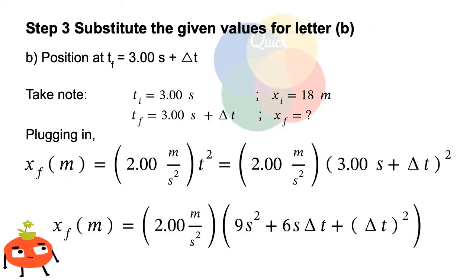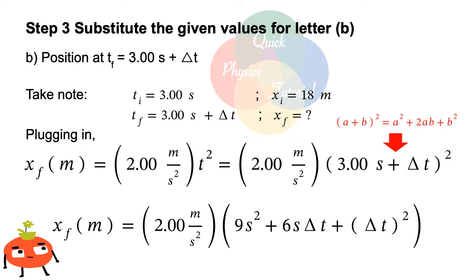Step 3 is quite similar to step 2. We plug in the given time, 3 seconds plus delta t, to the expression of position. We now expand the square using the algebraic identity above, resulting to 9 plus 6 delta t plus delta t squared.